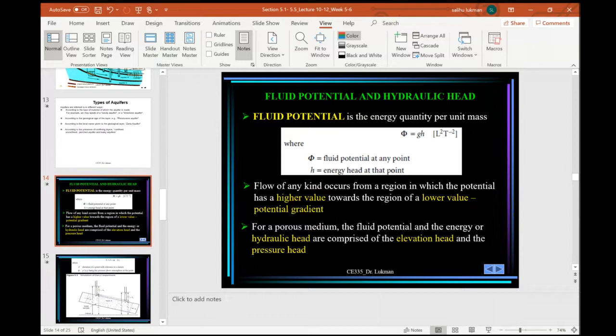Flow of any kind occurs from a region in which the potential has a higher value towards a region of lower value. So there must be a potential gradient, just like heat. Heat flows from a region of higher concentration or higher capacity to where you have lower capacity, or from hot to colder region. The same thing, water flows from a region of higher energy to regions of lower energy, and from a region of higher to regions of lower pressure.